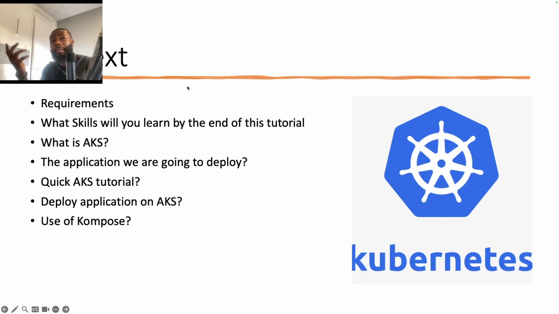Firstly, we're going to discuss what the context of this video will be. We're going to first talk about the requirements that you need to be able to work along with this tutorial. The second thing is, what skills will you learn by the end of this tutorial? And then we're going to describe what AKS is, which is the Azure Kubernetes Service. We're going to then look at the application that we're going to deploy. It's a Django application. It's very simple, just so that you know what it looks like. Then we're going to do a quick Azure Kubernetes Service tutorial, so how to create it, etc. And then we're going to deploy the application that we've just shown you on AKS.